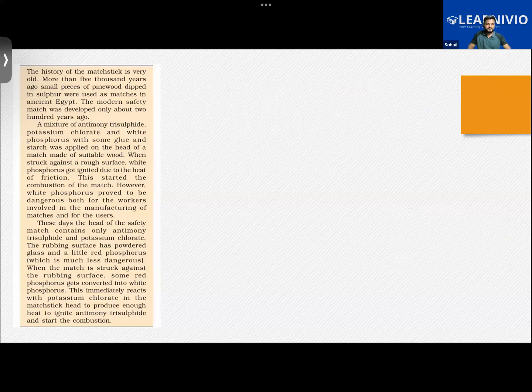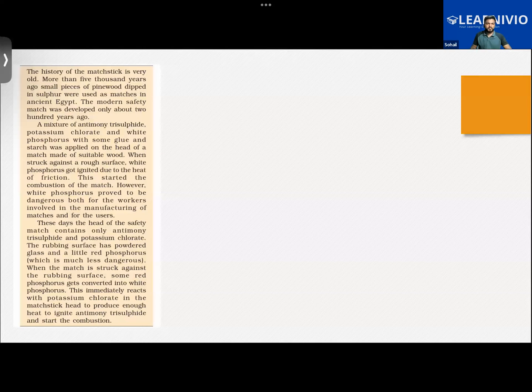Okay, sir. The history of the matchstick is very old. More than 5,000 years ago, small pieces of pine wood dipped in sulfur were used as matches in ancient Egypt. The modern safety match was developed only about 200 years ago. A mixture of antimony trisulfide, potassium chlorate, and white phosphorus with some glue and starch was applied on the head of a match made of suitable wood. When struck against a rough surface, white phosphorus got ignited due to the heat of friction. This started the combustion of the match.